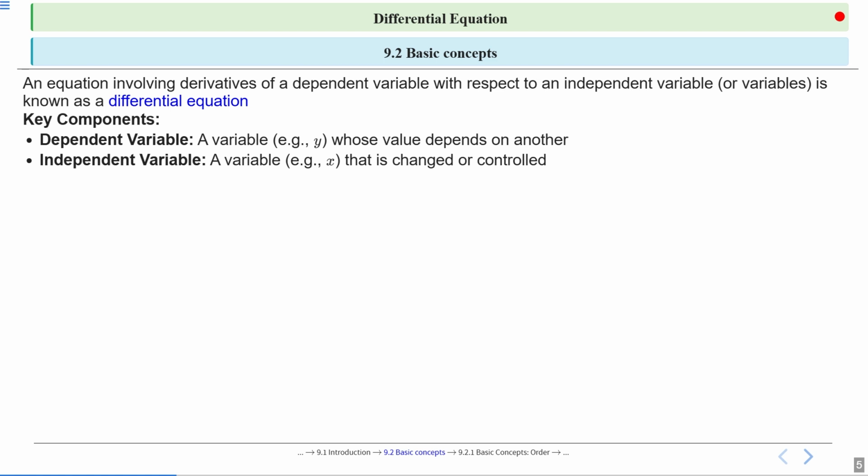For example, we can write dy by dx. Here y is your dependent variable, which depends upon the independent variable x. We take the values of x. We can change x and we control the value of x. So here x is your independent variable and y is your dependent variable.